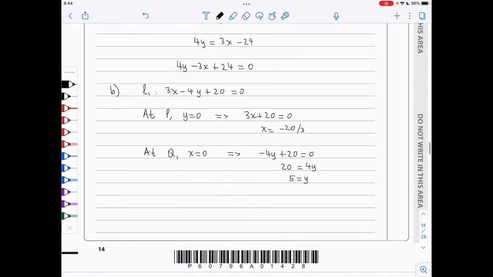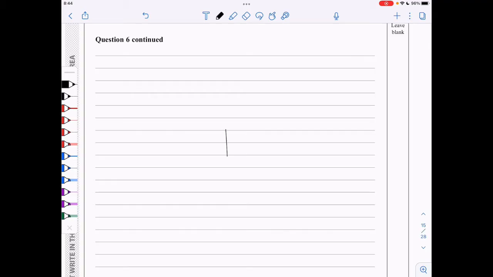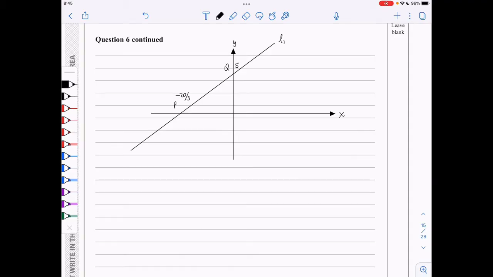So I will actually try to produce a sketch to illustrate all of this. So these are my axes here. I will draw first of all the line L1, for which we've got the cuts on the axis. So this is Q, this is P. Now Q was 5 here, P was minus 20 over 3. Now this is L1, and we've got the line L2, which is parallel.